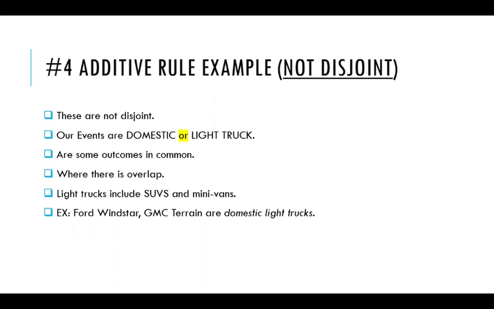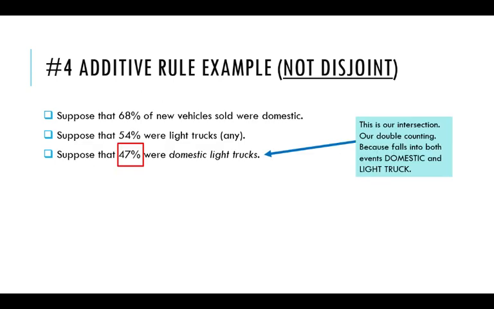So back to our data. We have 68% of new vehicles were domestic, 54% were light trucks, and 47% were specifically domestic light trucks. What is that number that I've got in red telling us 47%? Well, that's our intersection between our event A, domestic, and B, light trucks. That is the portion of outcomes that falls into both categories. So I have to remove that. We want to find the probability of domestic or light truck. So now we know what to do.